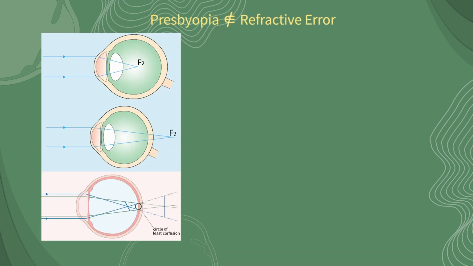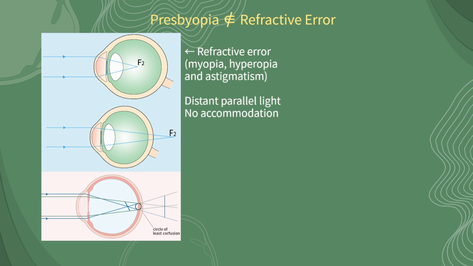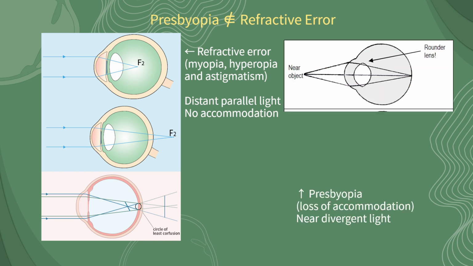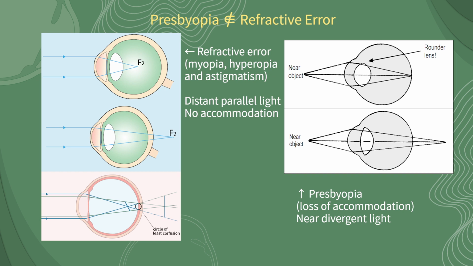Strictly, presbyopia doesn't belong to the category of refractive error. When we talk about the refractive error, we discuss the refractive status with the setting of distant parallel light ray without accommodation. Conversely, when we talk about presbyopia, we are thinking about the reducing accommodative ability with age, affecting near reading mostly.